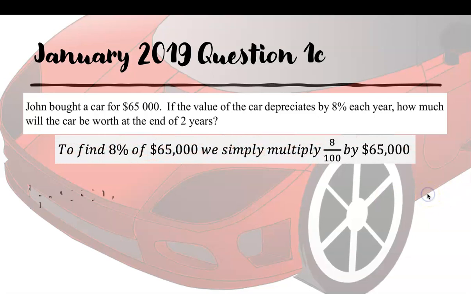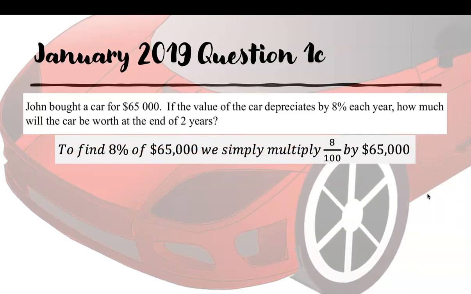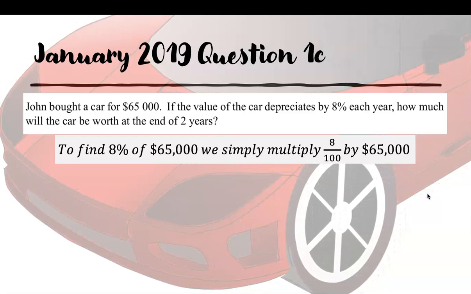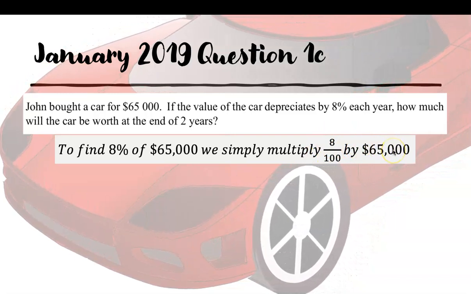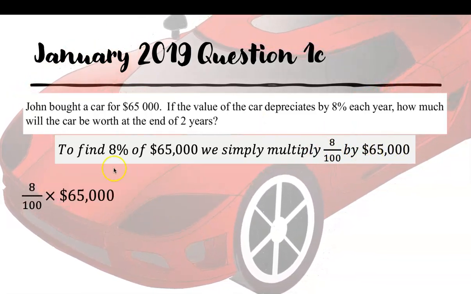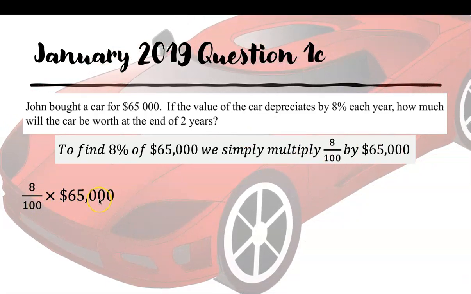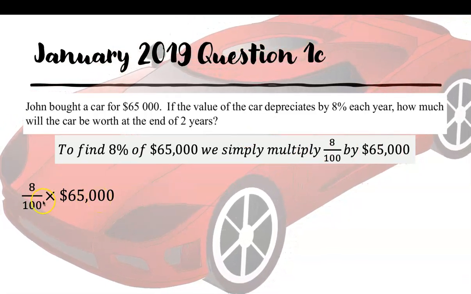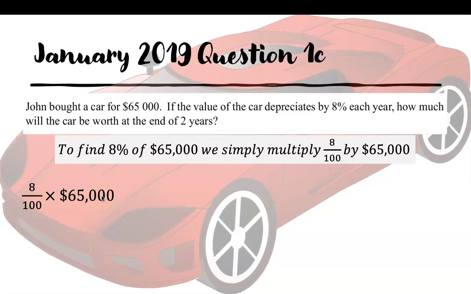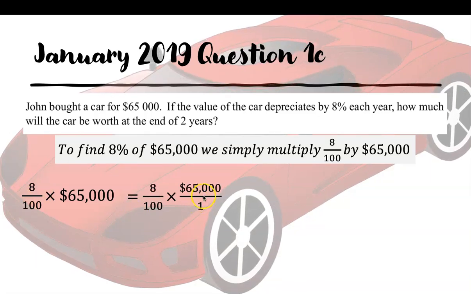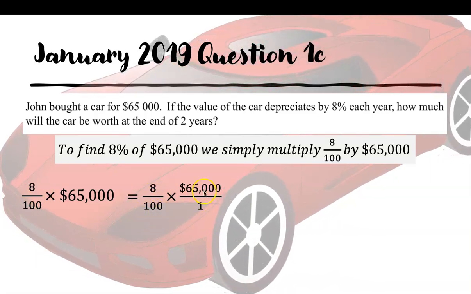Alright, so for those who want to go, we are finding 8% of $65,000. So we're simply going to multiply 8 over 100, that represents 8%, by $65,000. So here we have it. 8 over 100 multiplied by $65,000. Now, for those who have a little difficulty multiplying a fraction by a whole number, it's easy to just remember that every whole number can be expressed as a number over 1. So we can simply say 8 over 100 multiplied by $65,000 over 1. And now we have a fraction multiplied by a fraction.